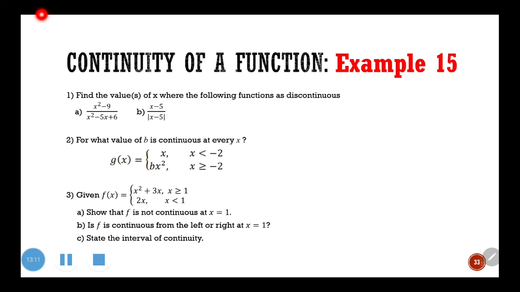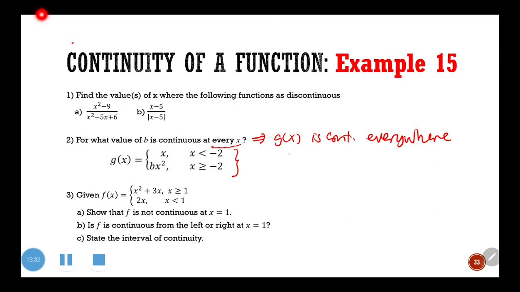The question says, for what value of b is g continuous at every x. This means the question wants g(x) to be defined and continuous everywhere. So we want to say this function g(x) is continuous everywhere.